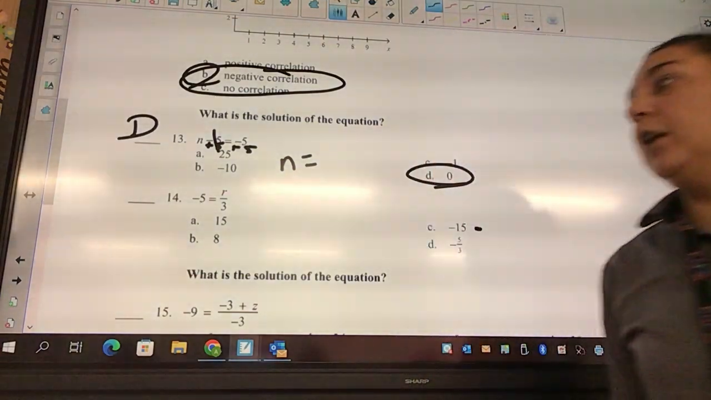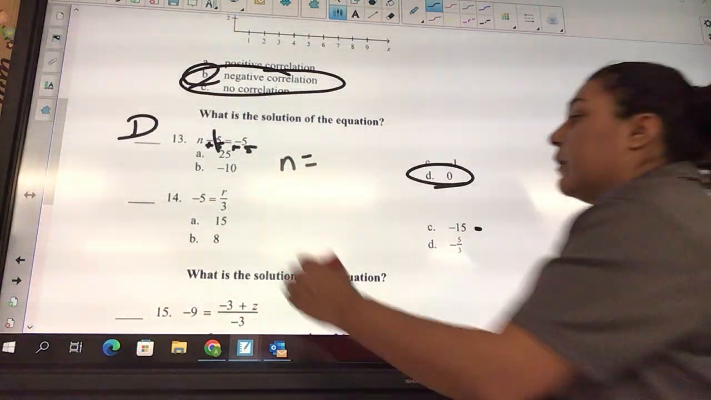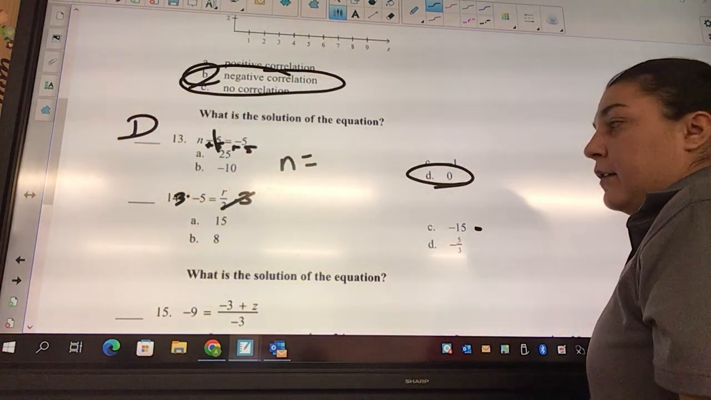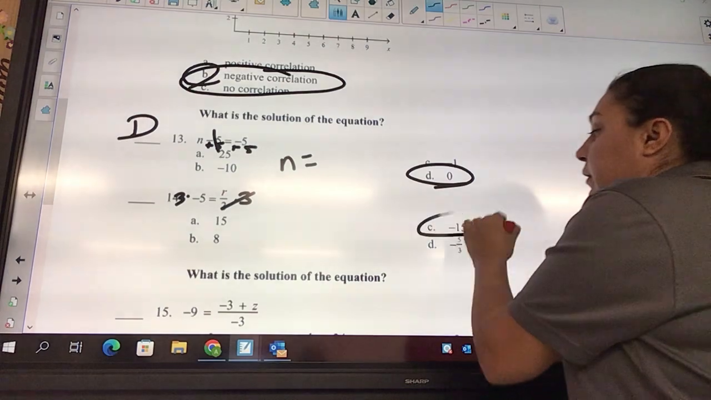Okay, how do I solve for r? Times 3, times 3. What is negative 5 times 3? Negative 15. Okay, which is C.